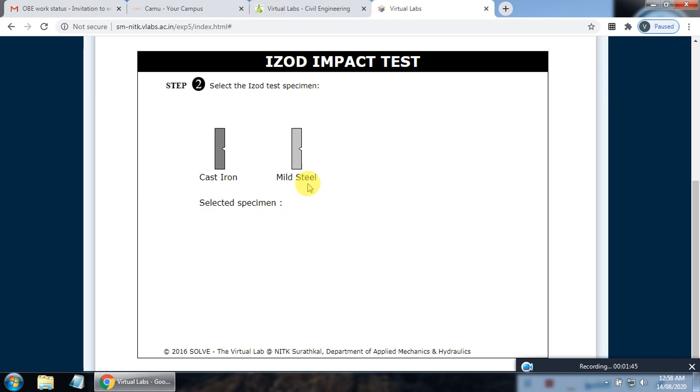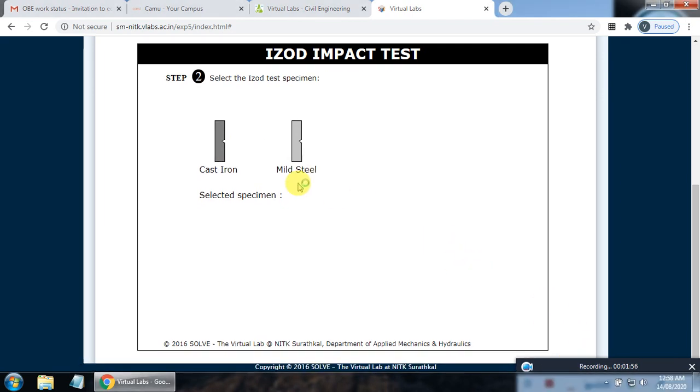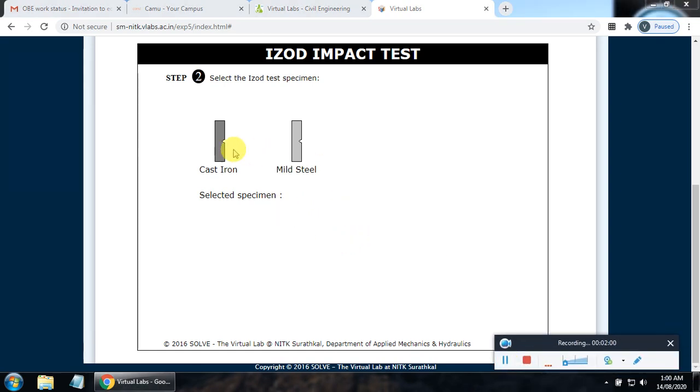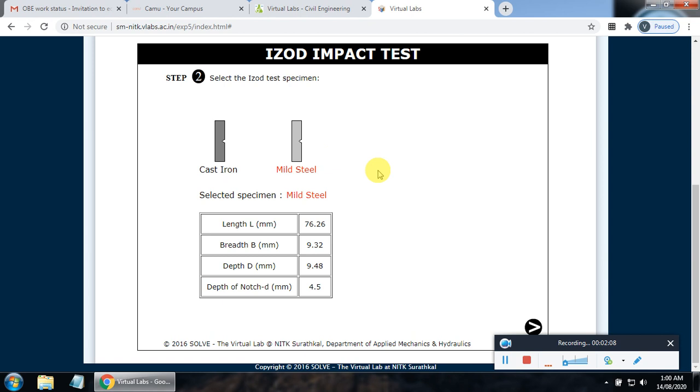Here the cast iron and mild steel samples were given, where a notch is cut at the midpoint. This is very important, and its dimensions are also very important. Select one of the specimens which you want to test. Let us take this mild steel. The dimensions are given: length 76.26, breadth 9.32, depth 9.48, and the depth of the notch, which is very important, is 4.5 mm.